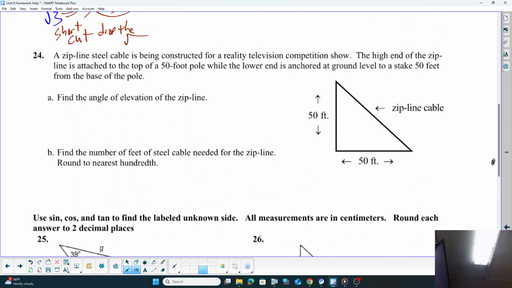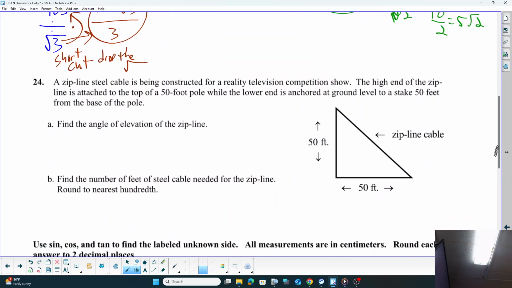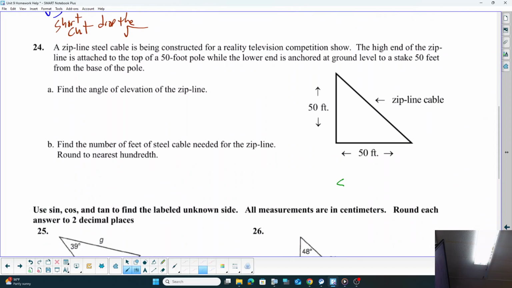So try number 24 on your own with a zip line. You're going to be using, remember, if the sides are the same, then the angles are the same. What do the angles have to be then?